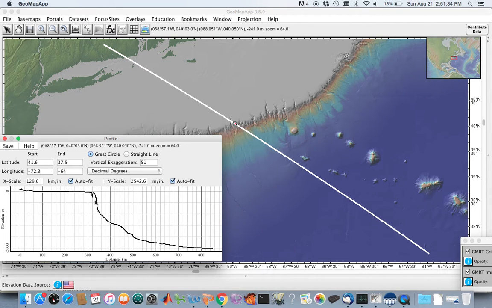And then you can see this steep slope right here is replaced by a more gradual slope. And that is because these are sediments piled up along the edge of the continent. And that piling of sediments causes this more gradual sloping down to the abyssal plain, which we can see is much deeper. Now we're at 5,000 some meters deep.